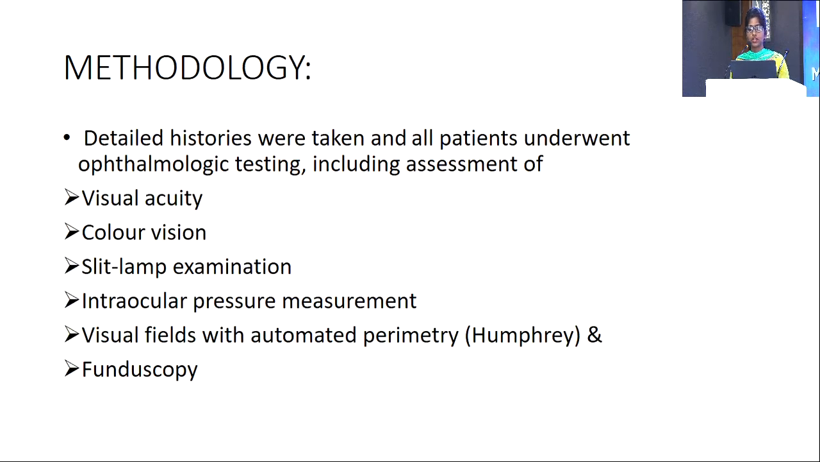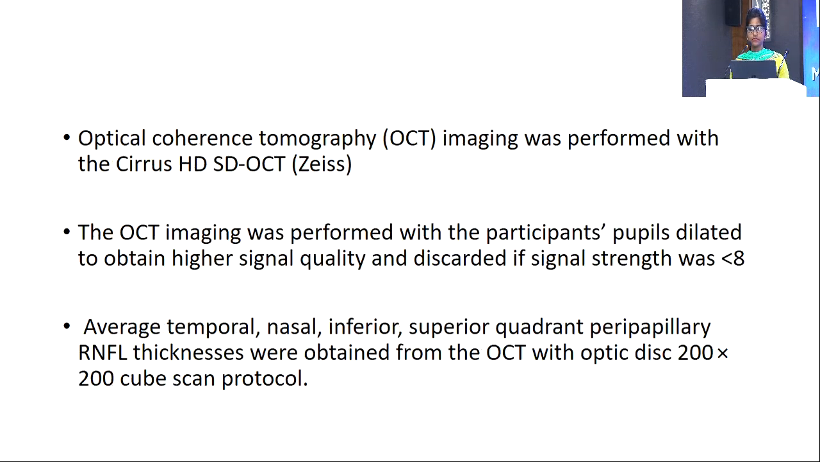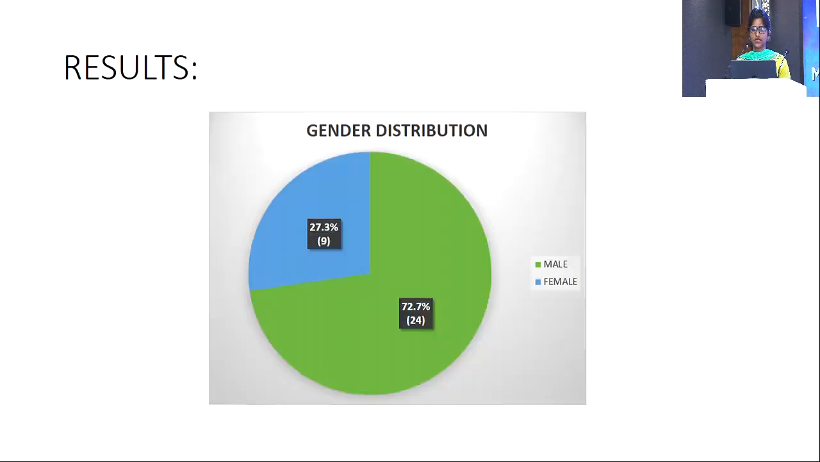Detailed histories were taken and all the patients underwent ophthalmological testing, including visual acuity, color vision, slit lamp examination, intraocular pressure measurement, visual fields with automated perimetry, fundoscopy, and OCT. OCT was performed with Cirrus SD-OCT. The OCT imaging was performed with the patient's pupils dilated to obtain higher signal quality and discarded if signal strength was less than 8. Average temporal, nasal, inferior, and superior quadrant peripapillary RNFL thickness were obtained from the OCT.